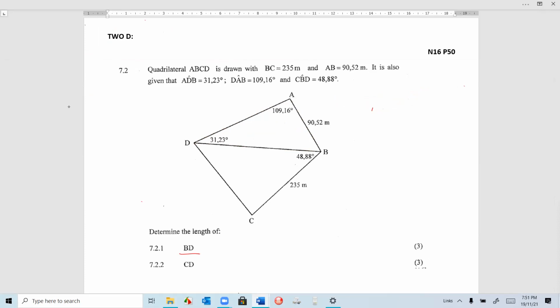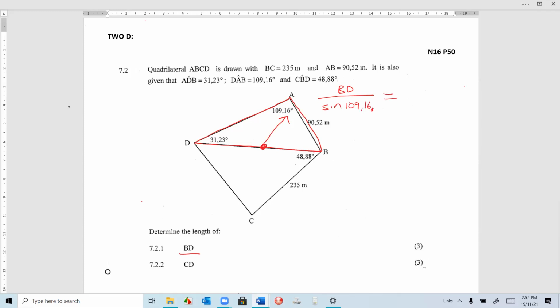So we're going to start off. The question says, find BD. We're doing it again. If I look at BD, I want to use the triangle on the top, because I have more information on the top. Are you happy why I am using it? So we're going to use the sine rule. The sine rule basically dictates: take the side over the sine of the angle. The side is BD, which is what we're trying to find, over the sine of the angle opposite it, which is 109.16. Are you all happy with that?